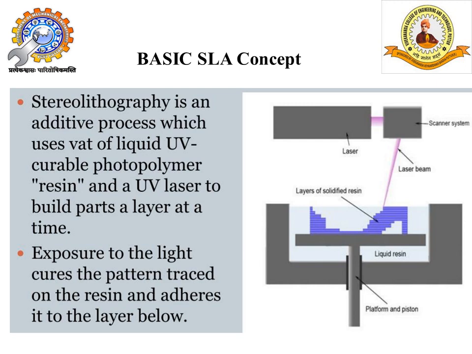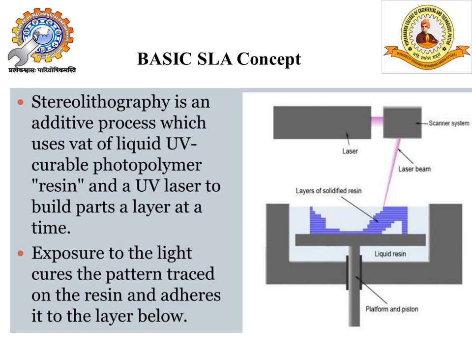Stereolithography is the very first technology of additive manufacturing, or rapid prototyping, which uses the concept of having a vat. A vat is nothing but a container filled with a liquid. The special character of this liquid is that it is a UV curable photopolymer resin, and a UV laser builds the parts one layer at a time. The technique follows with the exposure of light, which cures the pattern traced on the resin system and adheres to the previous layers.